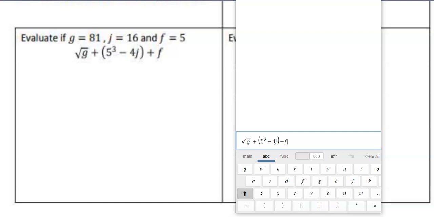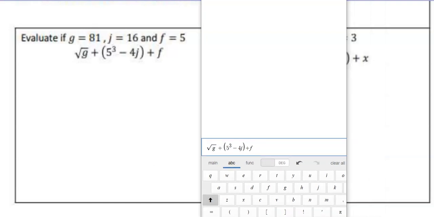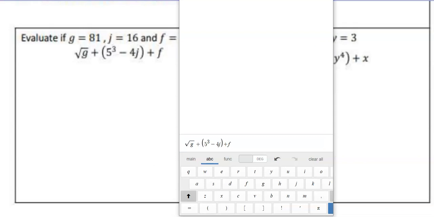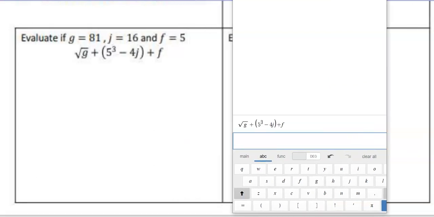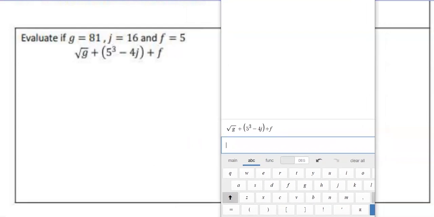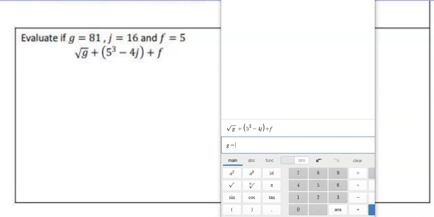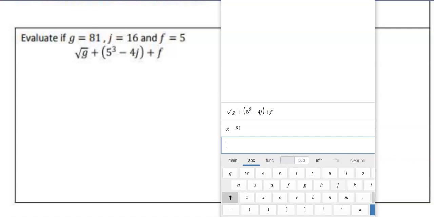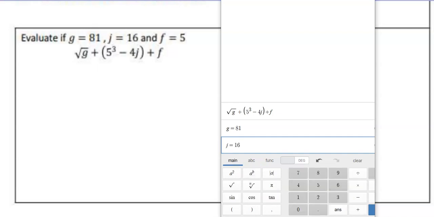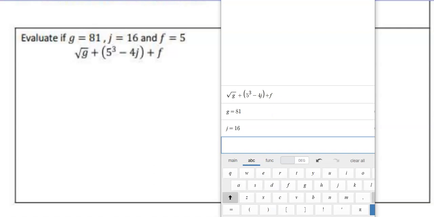So I got to go back to my variables. Okay, so that is my expression. See if I can pull this over a little bit. So I can go to my next line, and now I can tell it the values of G, J, and F. So G is equal to 81, and I'm going to enter. And J is equal to 16. And then finally, F is equal to 5.